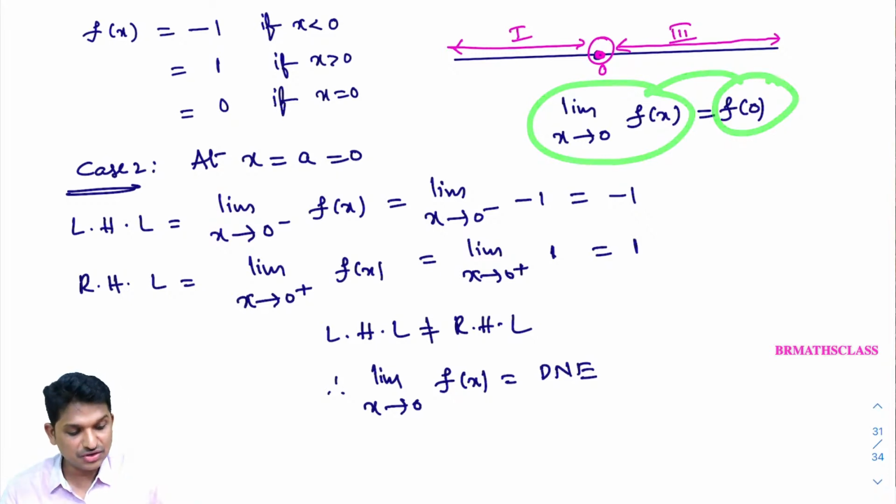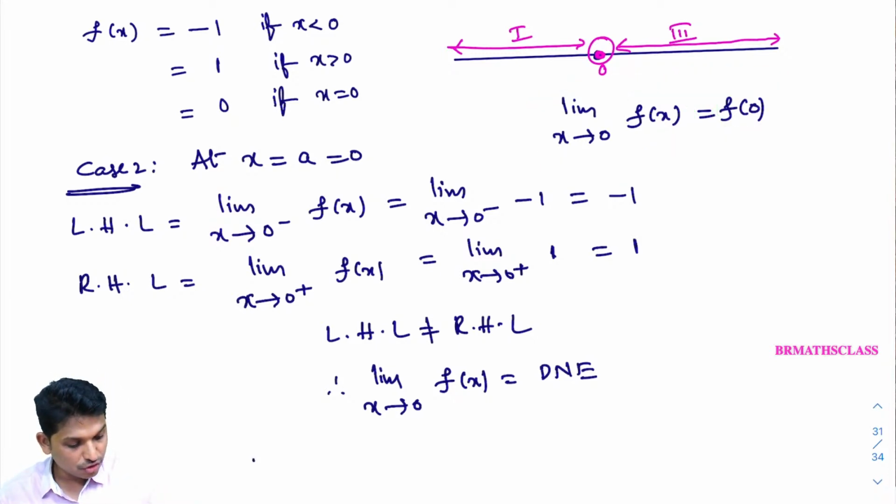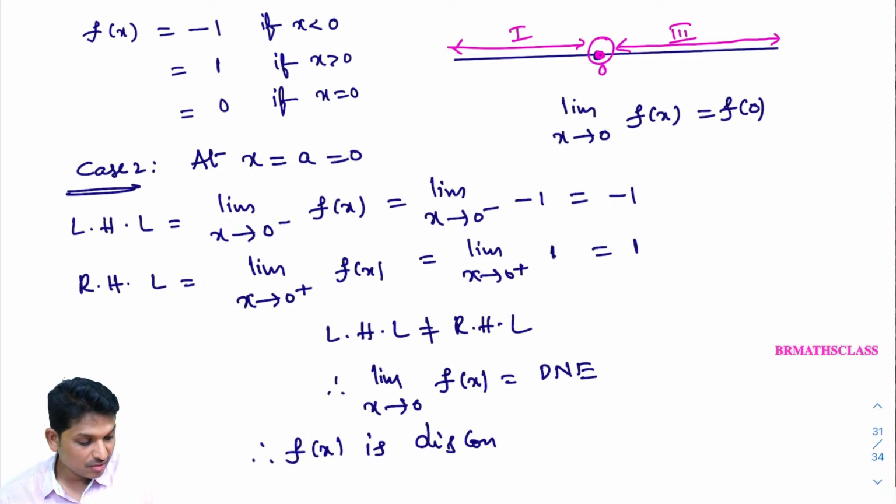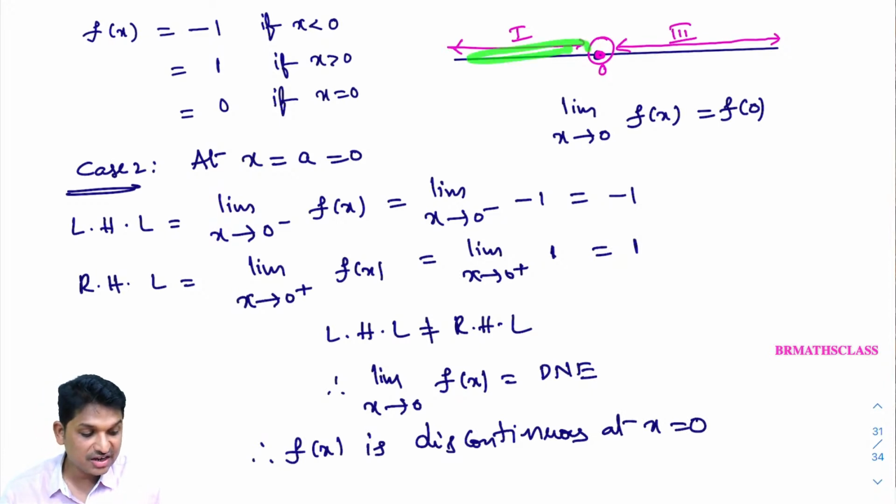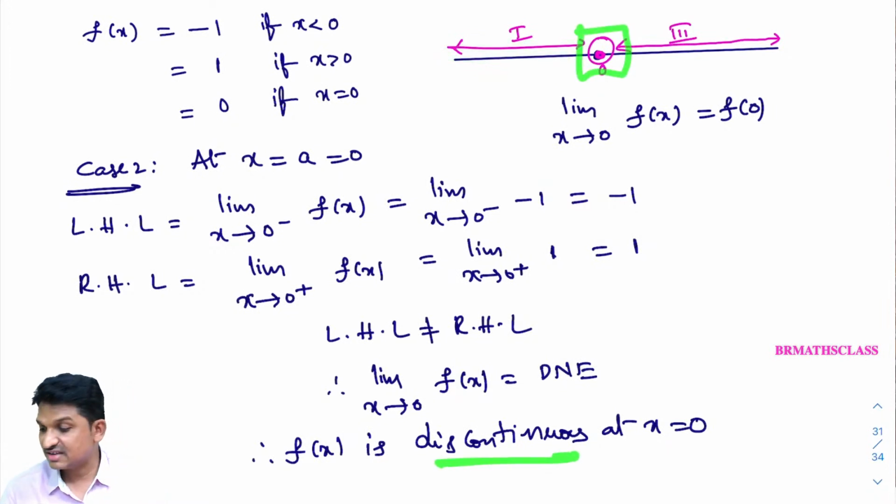discontinuous at x equal to 0. I will conclude: therefore, f of x is discontinuous at x equal to 0. I checked the continuity in this zone. There is no point of discontinuity. I checked the continuity at this point and I came to know that it is discontinuous.